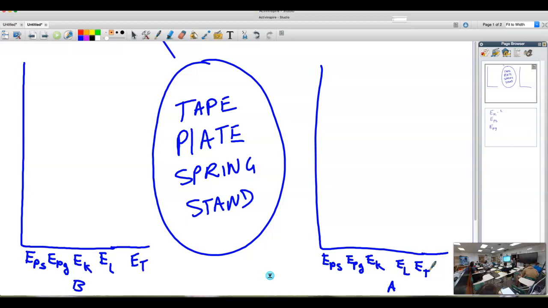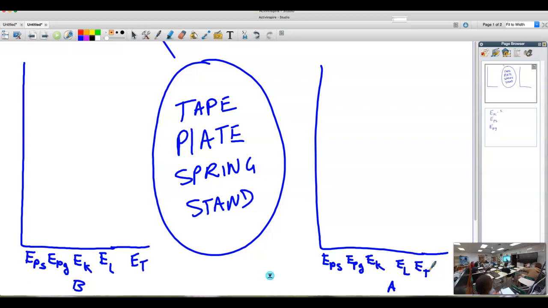So it's the before, when the spring is compressed to the very bottom. Before is wherever we say it is. So what we're going to do is say before is right here. After is when the tape is at its very highest. Okay, that's what we're going to do.